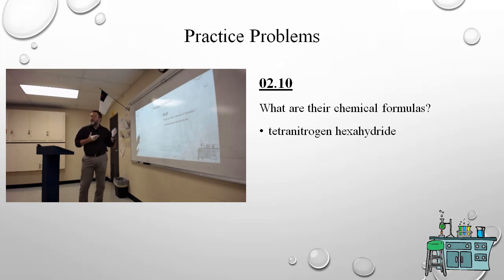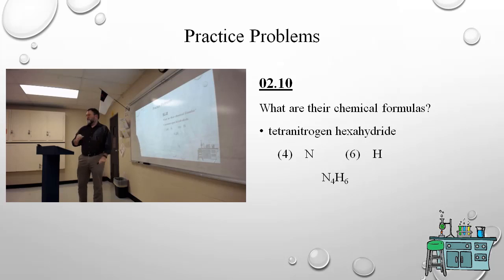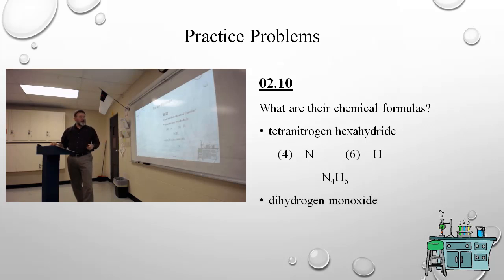So how many nitrogen do we have? Tetra means 4, and hexa means 6. So we have 4 nitrogen and 6 hydrogen. And then to write it appropriately for the formula, we take the count and we make it the subscript. So the 4 nitrogens and the 6 hydrogens looks like N4H6. Tetranitrogen hexahydride. And the second one was dihydrogen monoxide.